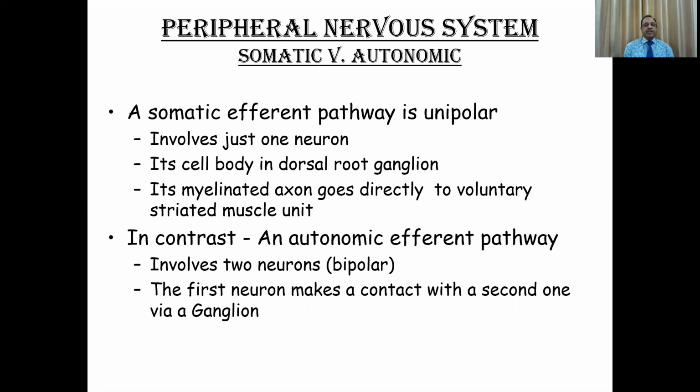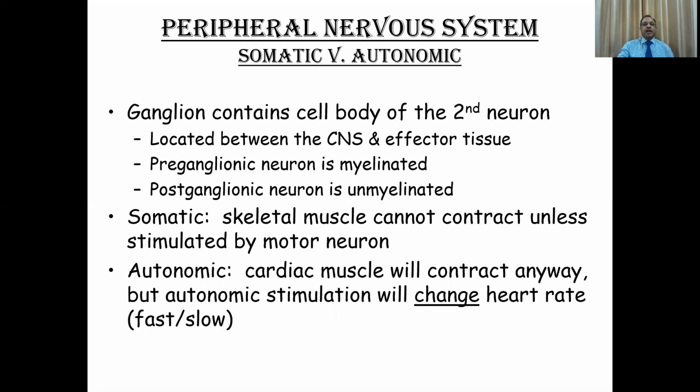As opposed to this, an autonomic efferent pathway involves two neurons, so they are bipolar. The first neuron, which originates in the central nervous system, makes a contact with the second one via ganglion. Now this ganglion contains the cell body of the second neuron and is located between the central nervous system and the effector tissue. The preganglionic neuron is myelinated, whereas the postganglionic neuron is not.